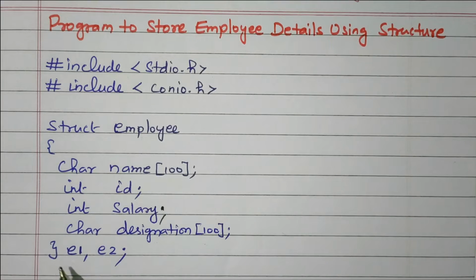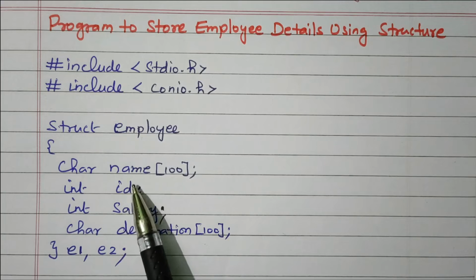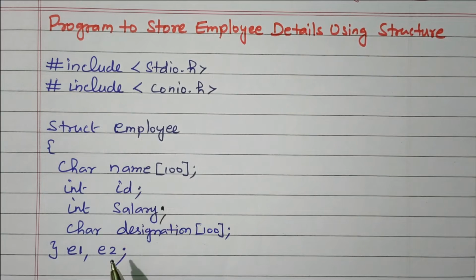Then close the brace. Here structure variables are declared, E1, E2. E1 refers to the first employee. With E1 we can store one set of data. Similarly, E2 refers to the second employee, we can store the second set of data using E2. For example, E1 dot name means first employee name. E2 dot name means second employee name. So here we declare two structure variables, E1 and E2.